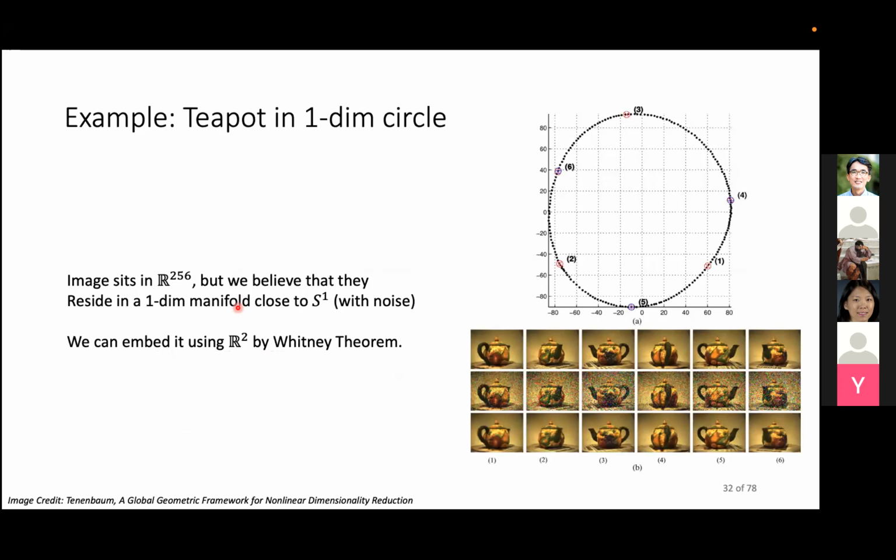So here, I just want to give some examples of high dimensional data lying in a lower dimensional manifold. Here is the famous teapot dataset, where you can embed into R2, into a circle, with some distortions because of the noise in the dataset. Basically that encodes the rotational information in this teapot dataset.